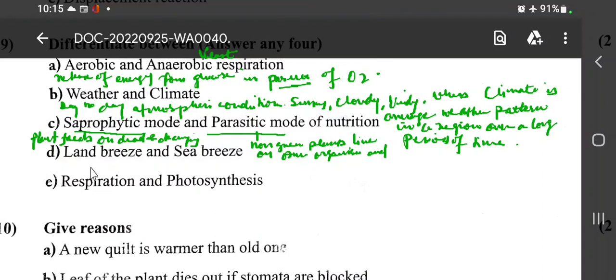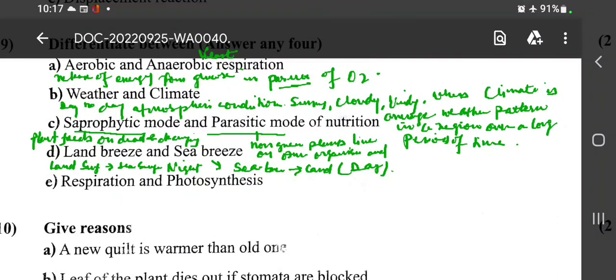Now land breeze, and this is an easy one. Land breeze flows from the land surface to the sea surface, and it happens during night. And its opposite is the sea breeze, from sea to land. It is in daytime. You have to write in the proper way.